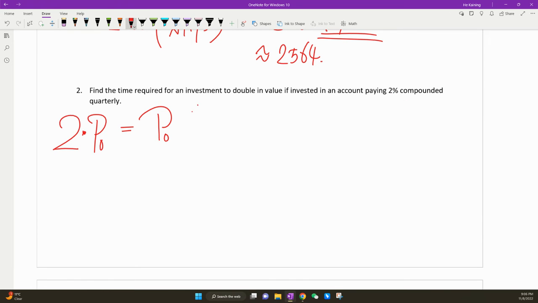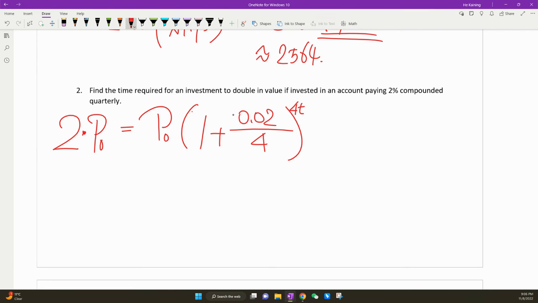So let me label it as 1 plus the R. R is going to be the 2%, which I convert back into a decimal, so I have 0.02. After that, compounded quarterly, right? So I have to divide by 4 because I get paid 4 times a year. And then in the upper right corner for the exponent, I have to have 4t, because each year I get paid 4 times.